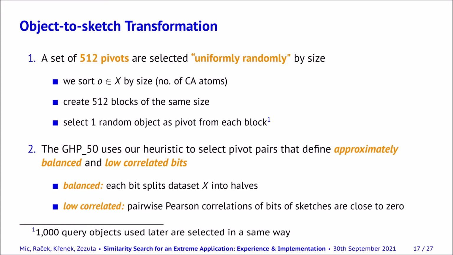The set of pivots and the set of query objects used in the experiments is selected uniformly randomly by the protein chain size. It means that we sort all 500,000 protein chains according to their size, split the list into the desired number of blocks, that is 512 in the case of pivots, and pick a random protein chain from each block. The sketching technique GHP50 then selects pivot pairs to define approximately balanced bits of sketches that are pairwise low correlated.